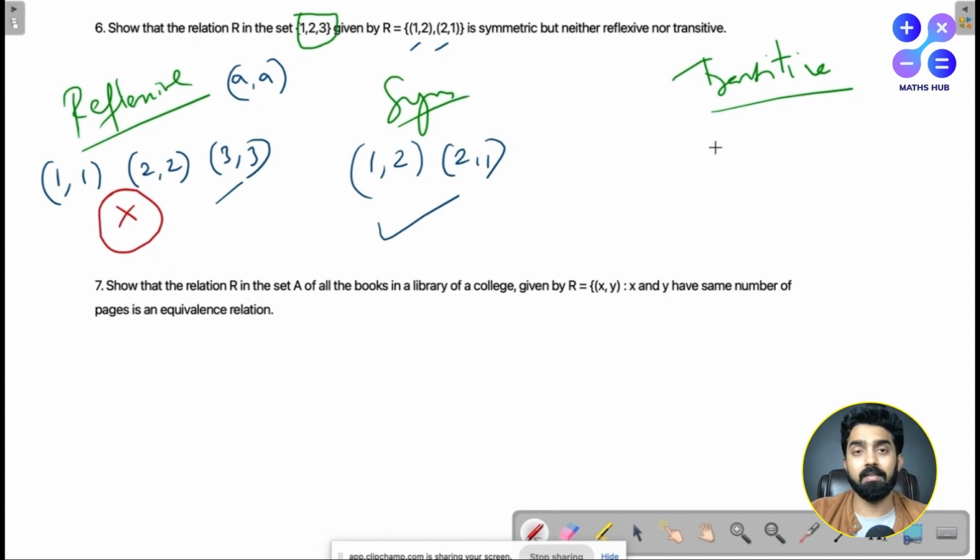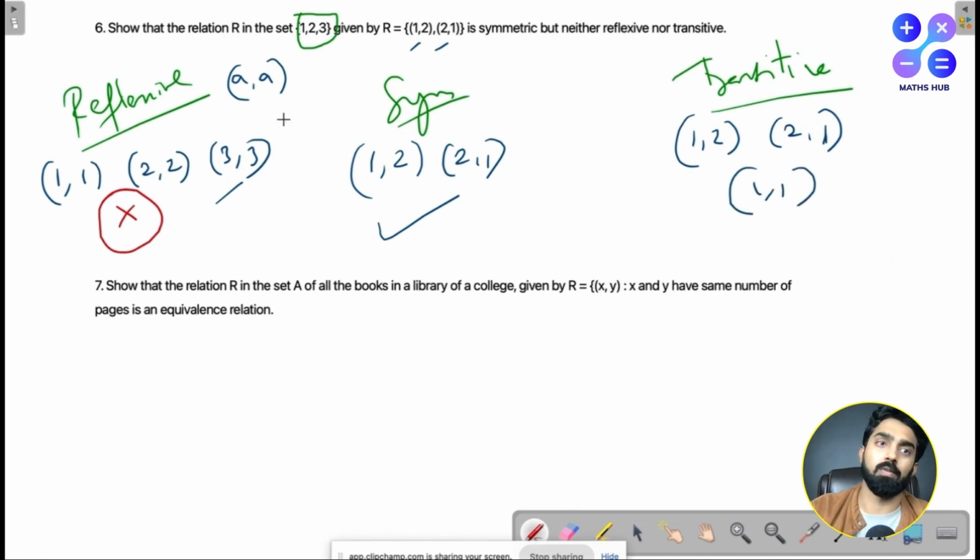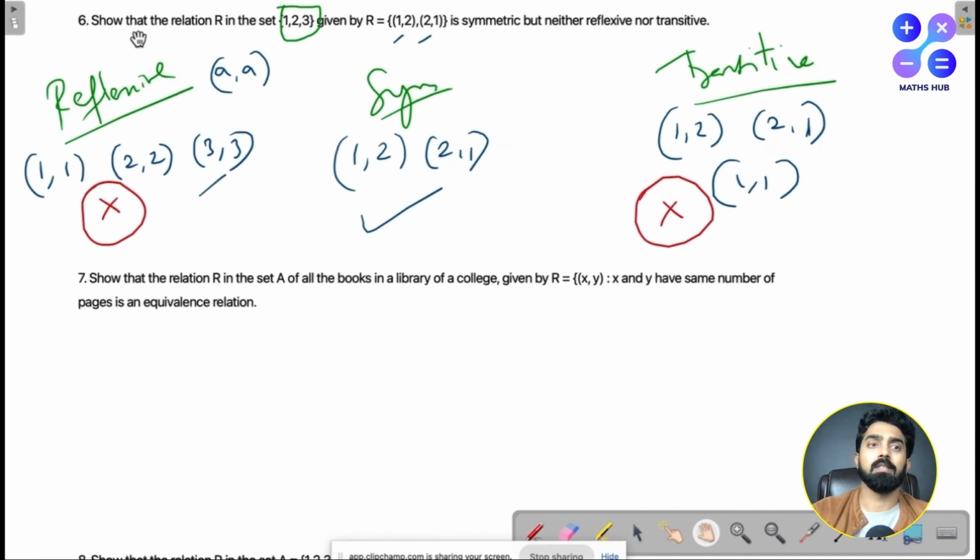Is it transitive? So for an A, B and a B, C, do you have an A, C? You have 1, 1? No, you don't. So it's not transitive. And that's it. It's symmetric, but not transitive, not reflexive. Let's go to the next question.